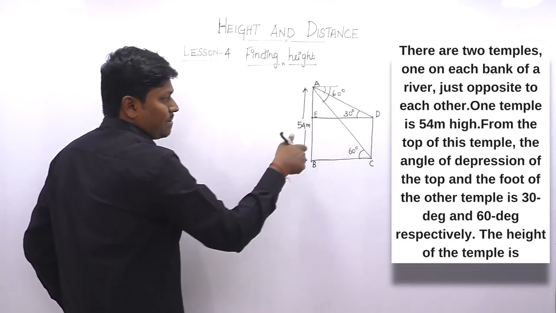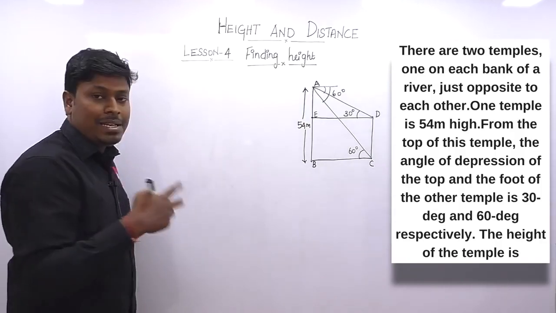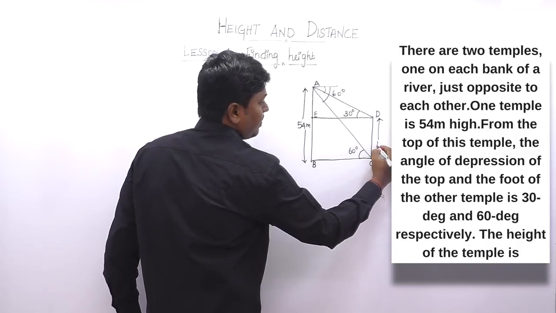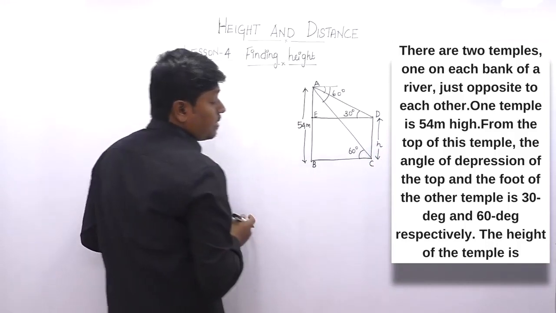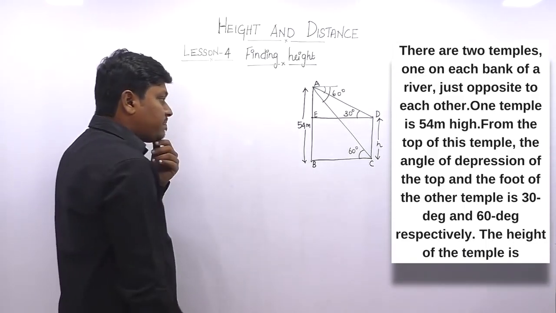So AB is temple number 1, which is 54 meter, and C and D be temple number 2. Our target is to find the height of CD. So let me keep this as H. And the next data is, we don't know the BC distance.